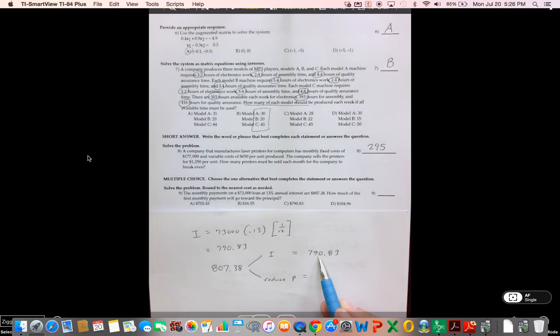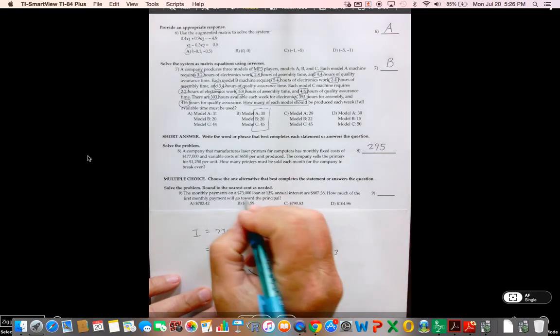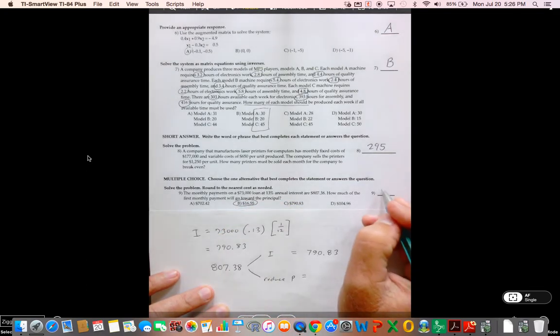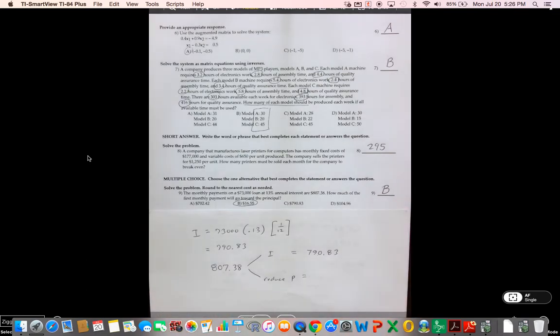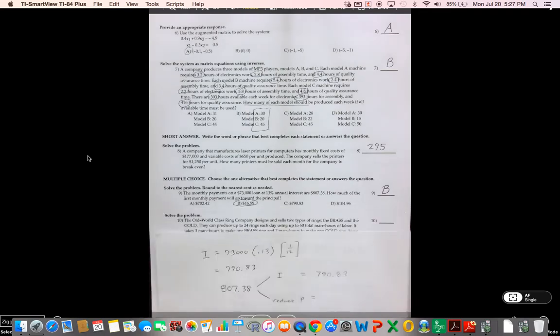Wait a minute. Okay, I don't know what's going on here. We have 807.38 minus 790.83. I get 16.55. Well, I guess I do know what's going on. That's it right there. I don't know why, but when I looked down there, I didn't see an answer at 16.55, but it's clearly there.